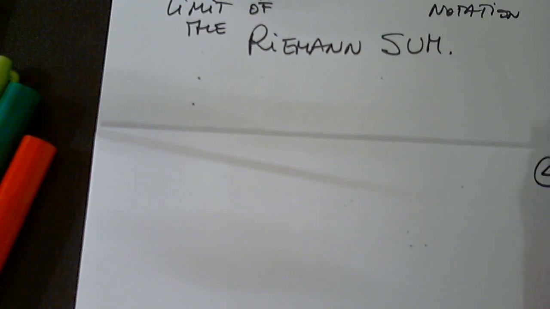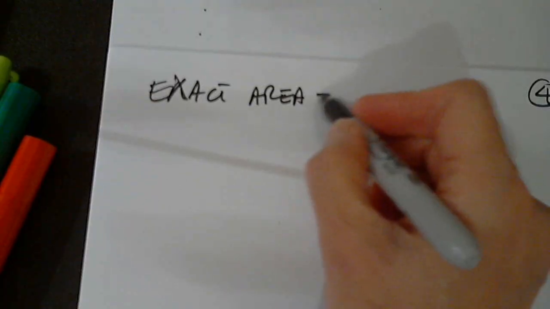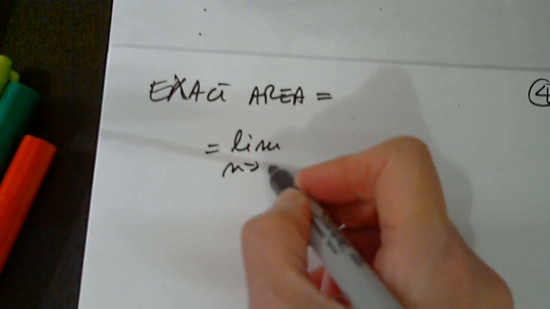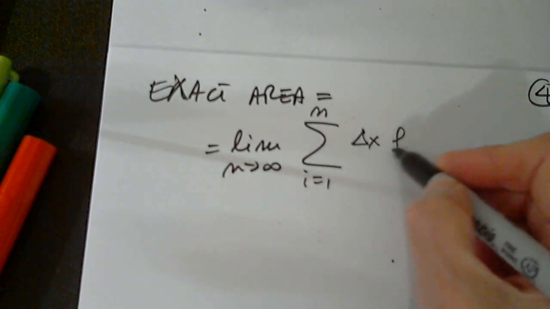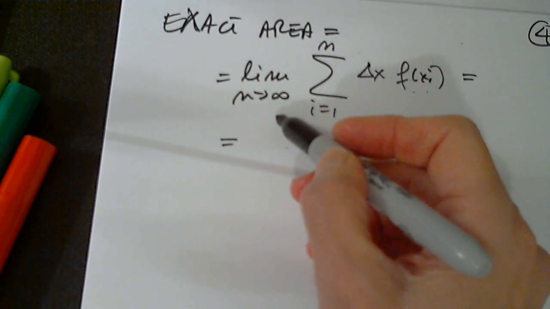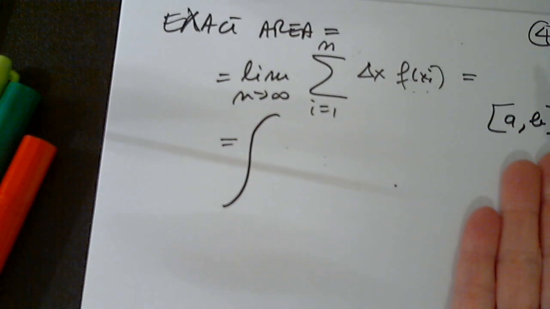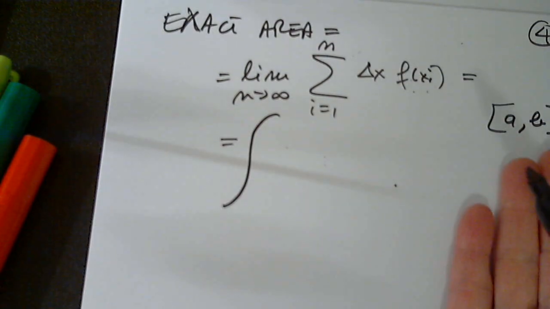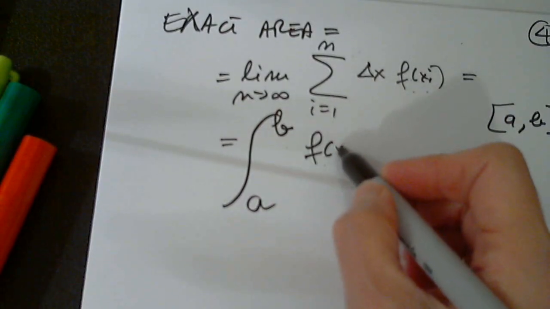So the exact area again equals the limit as n approaches infinity of the sum from i equals 1, from the first subinterval to the last one, of delta x times f of x i. But we are going to write it with the integral notation. The general interval a comma b, in our case it was 0, 4, in the other case it was 0, 5. The integral from a to b of f of x dx.